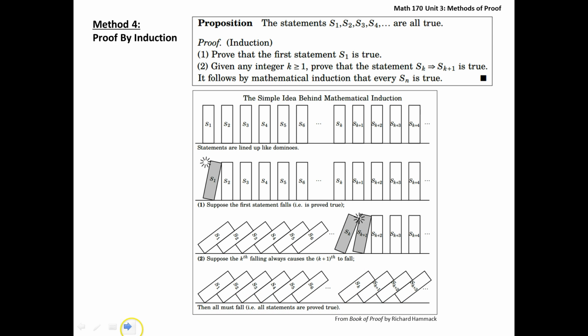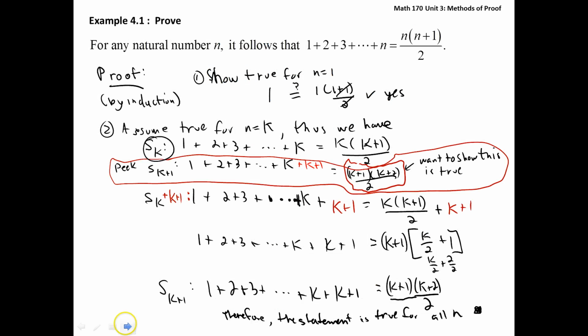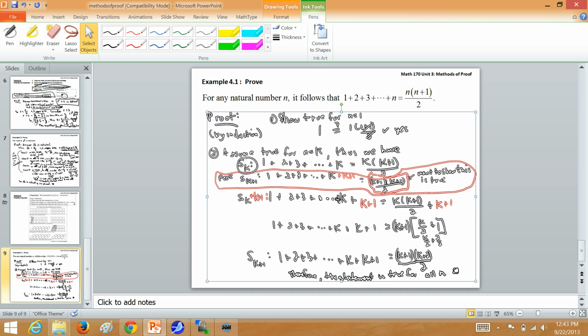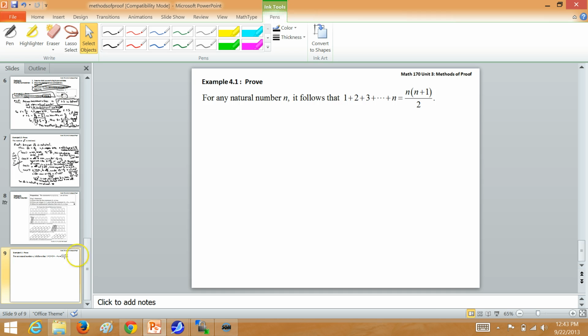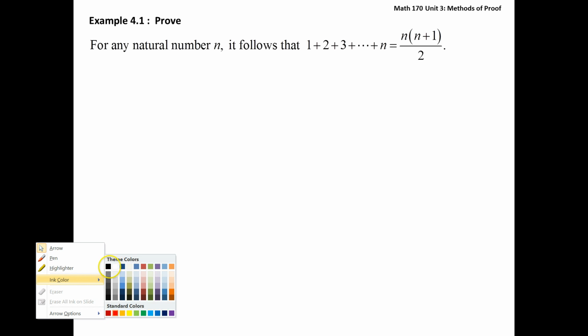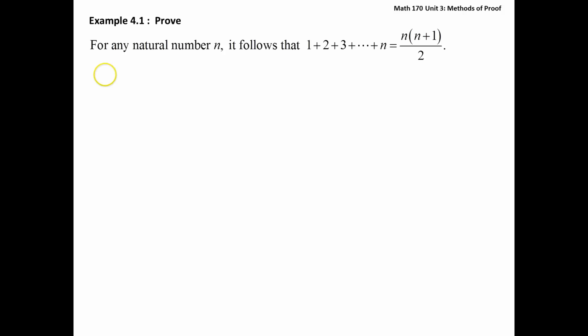Let's take a look at an example. Our example is going to be to show that you can add up the first n integers, the first n natural numbers, and that there's a formula that will give you that sum. That formula is n times n plus 1 all over 2. So we're going to prove this.